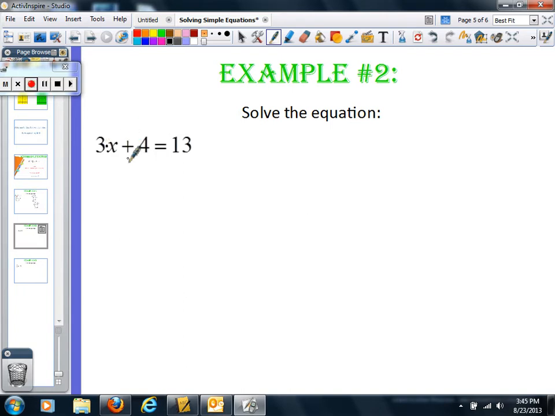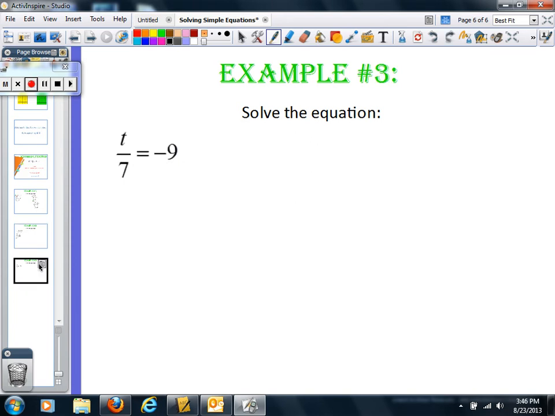So we're going to start by getting rid of addition by subtracting, and we're going to subtract 4 from both sides. You're going to get 3x equals 9. Now I'm going to divide by 3, and I get x equals 3. Again, 3 divided by 3 is 1, but 1 times x is just x, so I don't need to show the 1x. And our answer would be x equals 3.